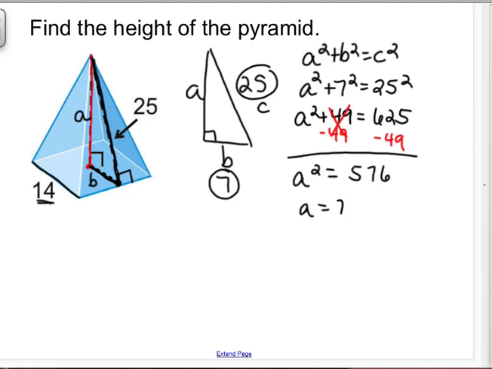You should know by now that to find A, we need to take the square root of 576. And it's a nice whole number. It's 24. So the height of this pyramid is 24, whatever unit we would be measuring in, meters or inches or feet. And I'm really not concerned with units today. I'm mostly concerned with the math behind all this, making sure that you can find those right triangles, label the legs, label the hypotenuse, and then plug them into the formula and solve as needed.